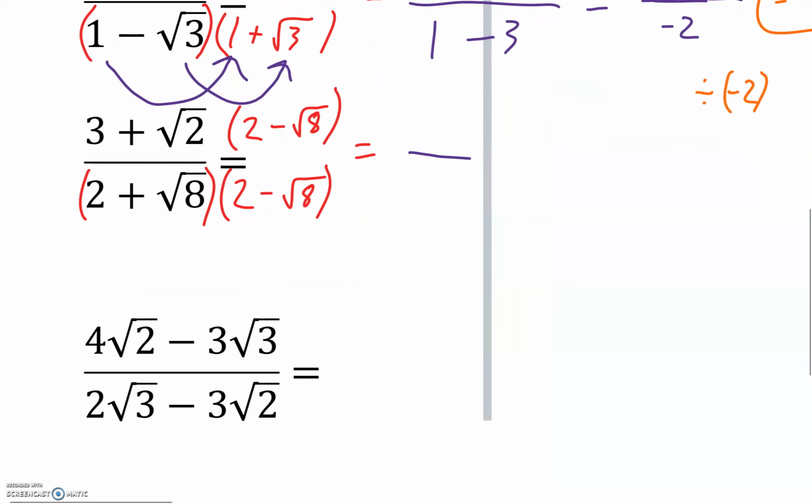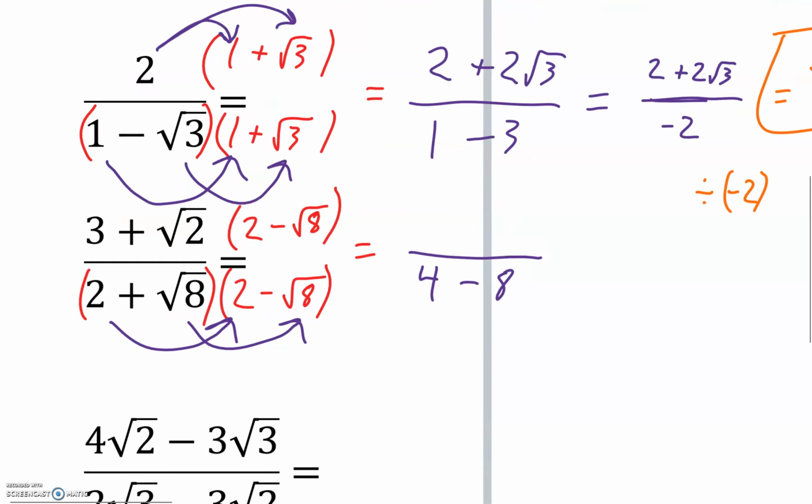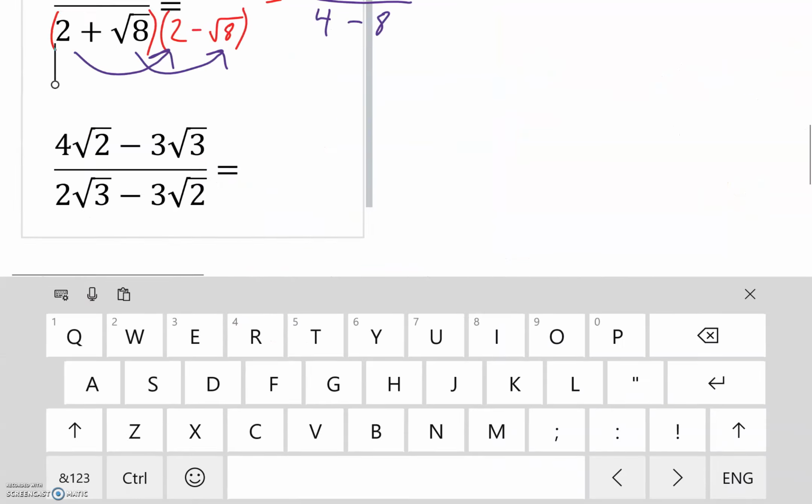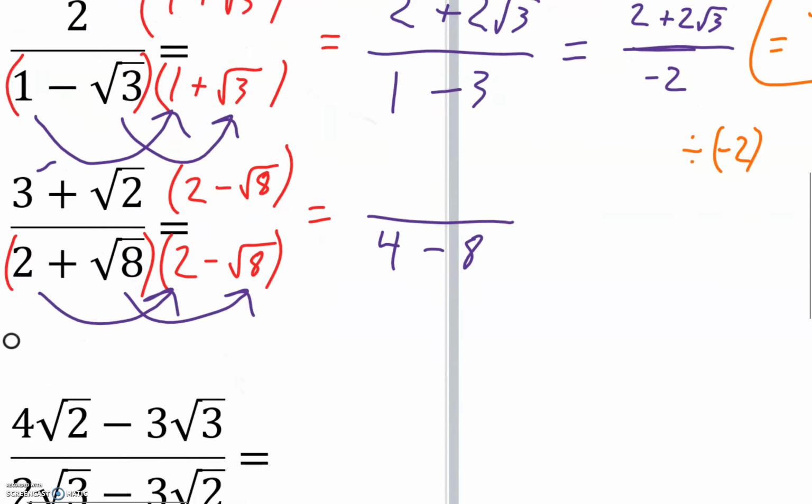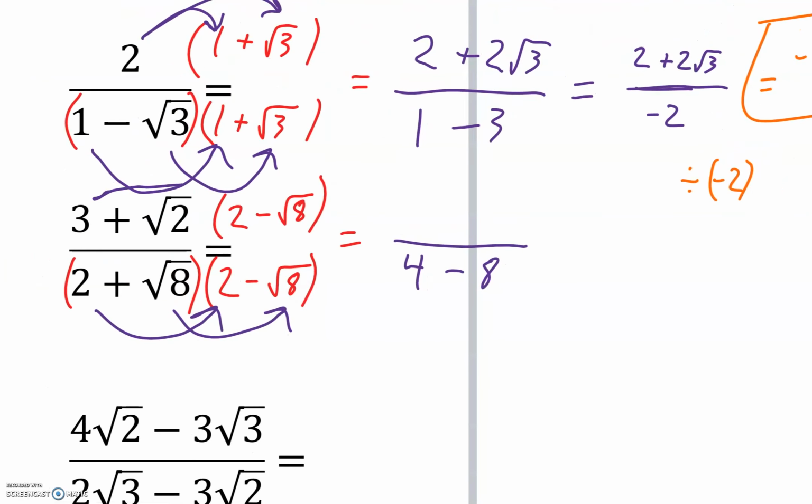So what this allows us to do is look straight across and say this is 4. Look straight across, say this is negative 8. And then on top, we'll have to do a little bit more work because there are 2 terms here. So our first one is going to be 6 minus 3 root 8, and then plus 2 root 2.